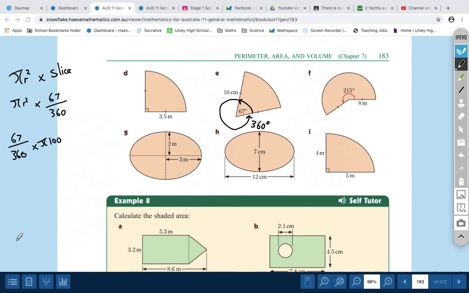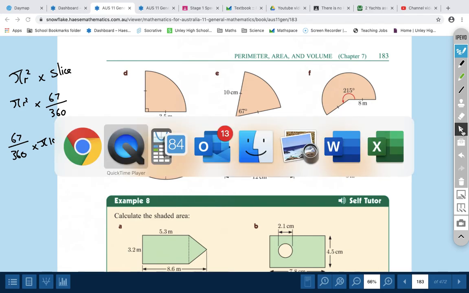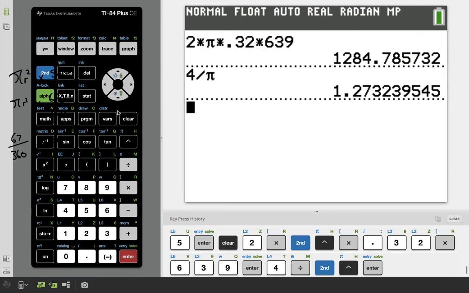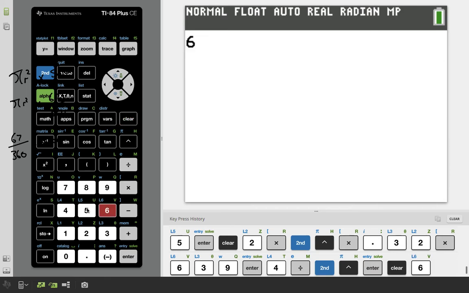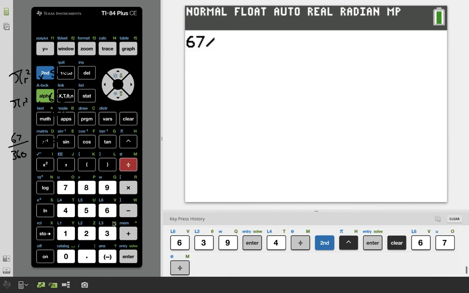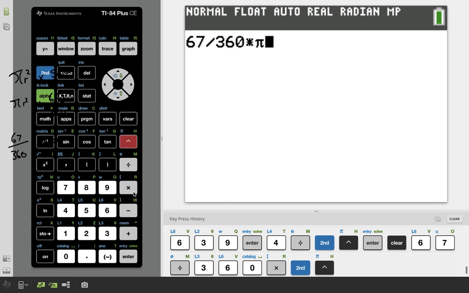Right, 67 out of 360. Can do this in a jiffy. 67 out of 360. Okay, clear. So we do 67 divide 360. That's the slice. Times pi r squared. So there's your pi. Times the radius. There's the squared button right here if you're wondering.